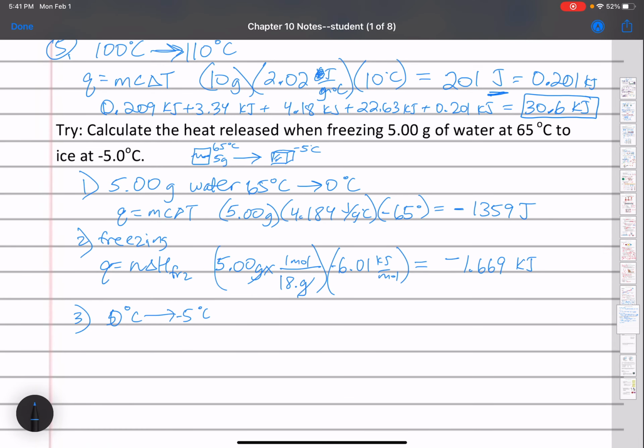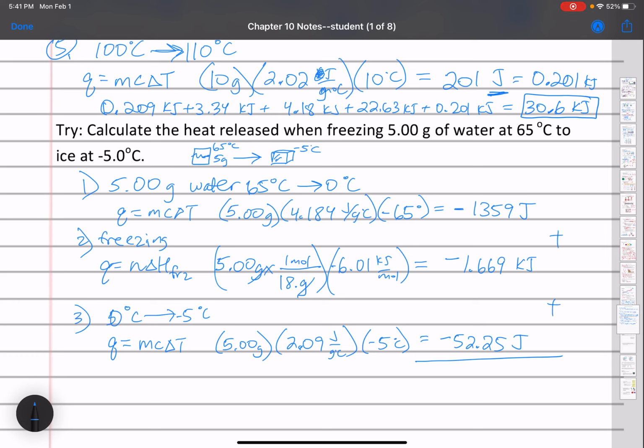And then the third step is taking that ice from 0 degrees Celsius down to negative 5 degrees Celsius. The mass is still 5 grams. The specific heat of ice is 2.09 joules per gram degree Celsius, and we are going down 5 degrees Celsius. So all of these are negative numbers. I'm going to add them all up.